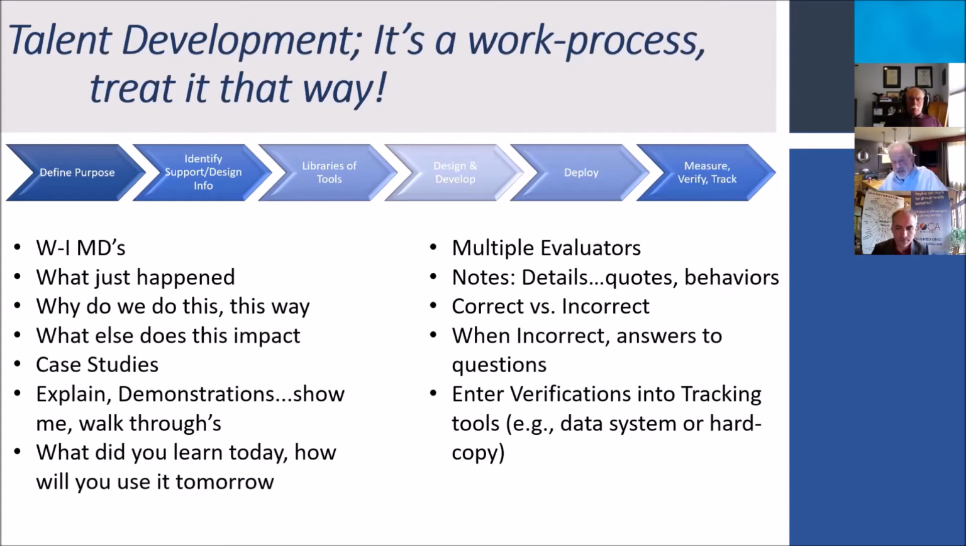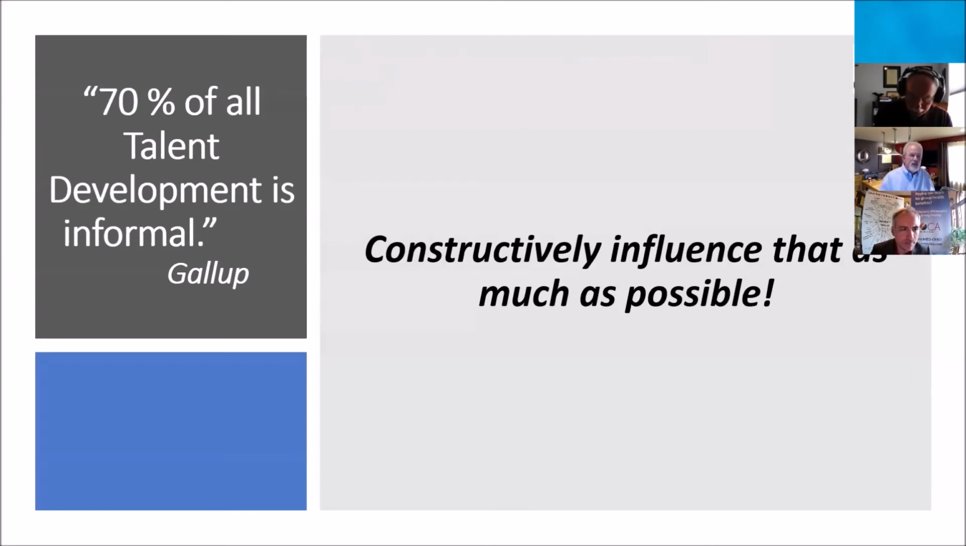All right, then enter verifications into tracking tools. This is a part of tracking. What is it that they've completed? What are the talents that they have? This one's a scary one. 70% of all talent development is informal. All right. Now, what you need to do is constructively influence that as much as possible.